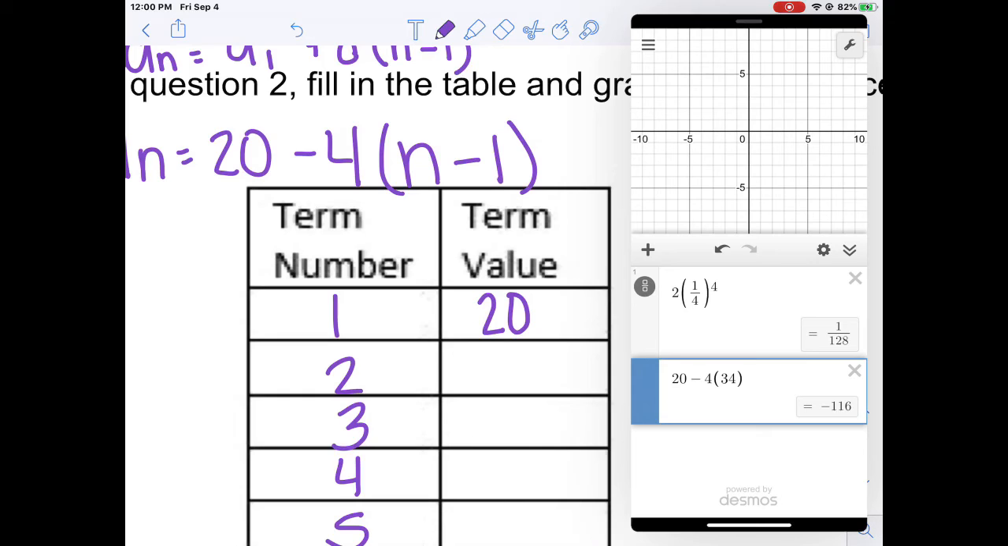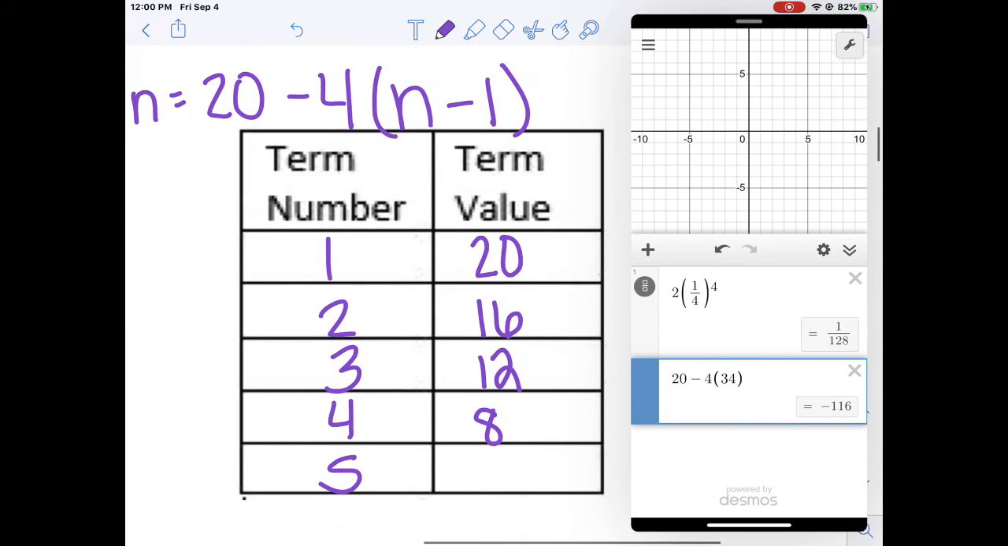So the second term will be 16. 20 plus negative 4, 16. 12 is my third term, 8 is my fourth term, and 4 is my fifth term. If you did not realize that, that's okay. You can plug in each of the term numbers in for n. It'll take you more time, but you should get the same answers.